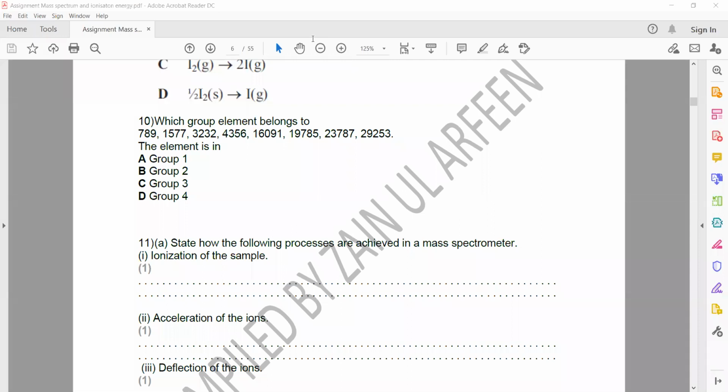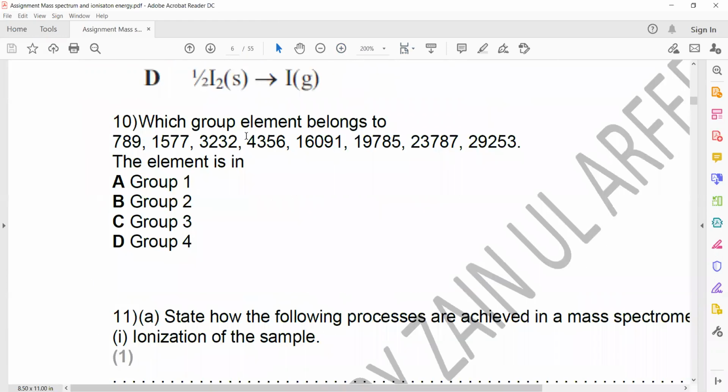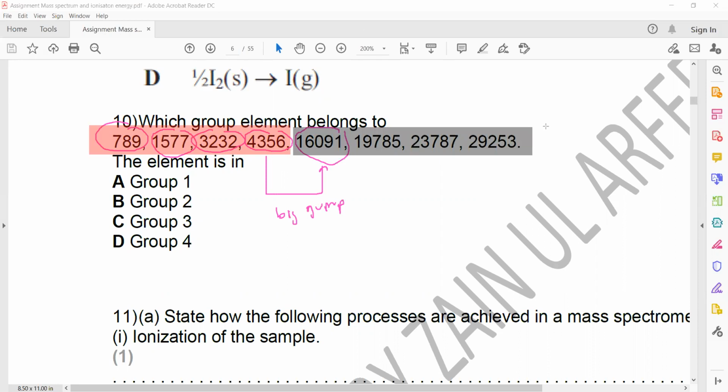When you check these ionization energy numbers, there will be a big jump when you remove an electron from another shell. The first number is 789. The second one is 1500, approximately double, not a big jump. Then 3232, then 4356. But when you remove the fifth electron, you can see a very big jump, from 4,000 to 16,000. When there's a big jump in ionization energy, it shows that the shell changes. This is the outer shell, and this one is an inner shell. Four electrons appear in the outer shell, so this element belongs to group 4.